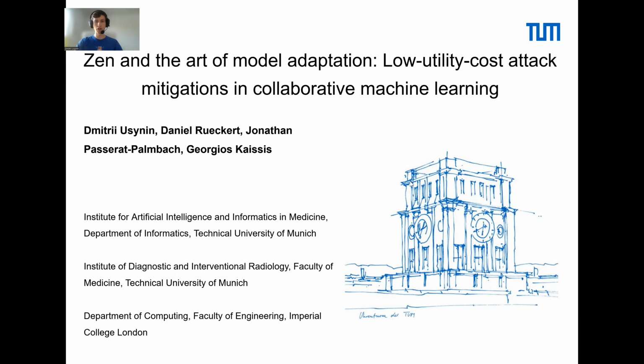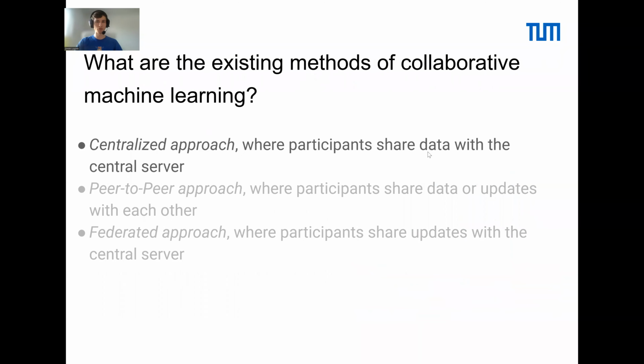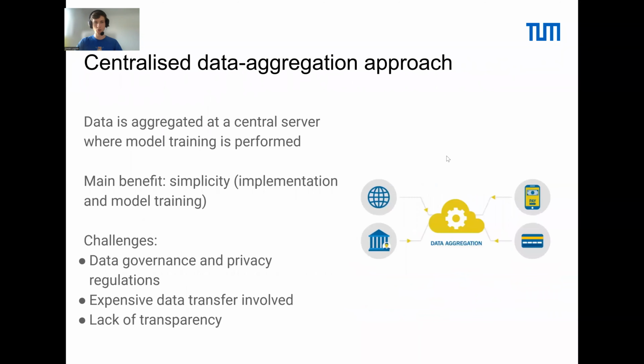So let's begin by introducing the collaborative learning methods. The first one you're very well familiar with, which is the centralized data aggregation approach, where all the data gets aggregated at a single site and all the algorithmic processing is performed there. There are some obvious problems, such as data governance and privacy regulations, lack of transparency, and the fact that some of this high-dimensional data may be expensive to transfer to the main site.